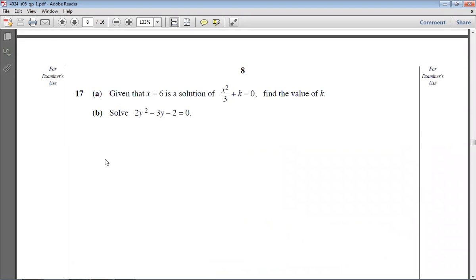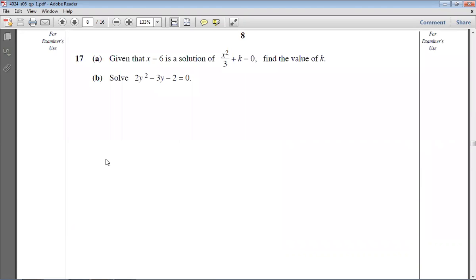It's a 1 and 2 marks question. He says, given that x equals 6 is the solution of x squared divided by 3 plus k equals 0, find the value of k. So this is an equation given, and x equals 6. Just put that value into that equation and you will find the value of k.